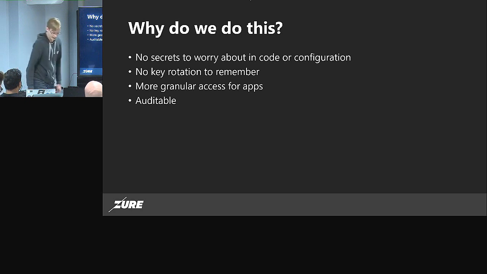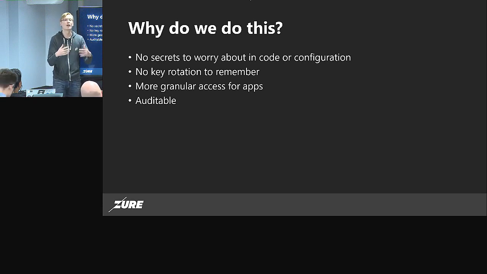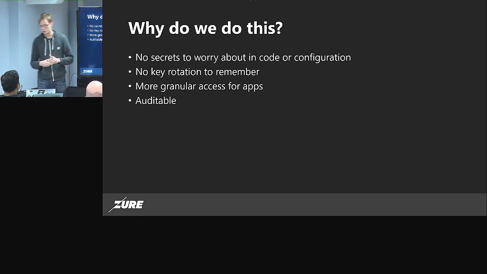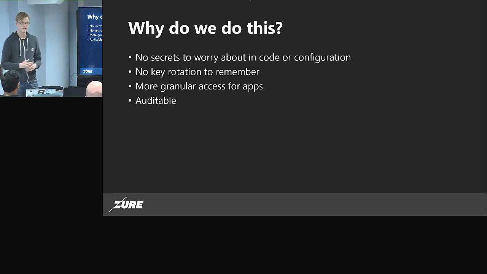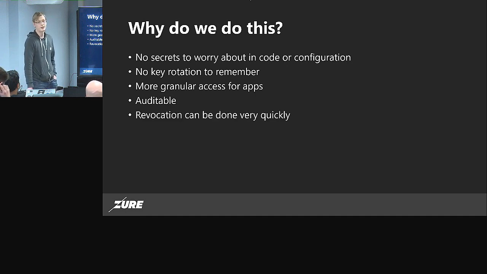It allows for better auditing. Because with a key, the only thing the service knows about the caller is the key, right? They know they used this key. It doesn't tell them who called them at all. But with managed identity, the service actually gets a token that identifies the caller. So it allows them to log which service did this thing, unlike with keys. Revocation can be done very quickly and very granularly as well. You can revoke access for one service immediately.